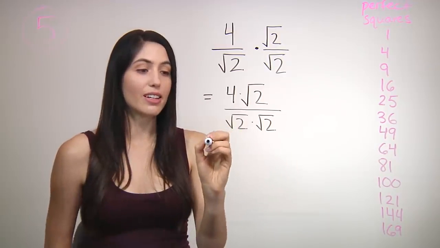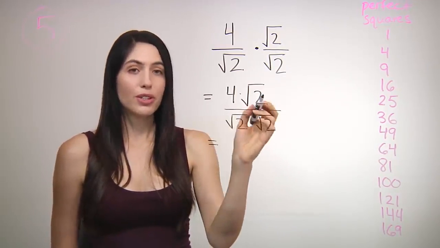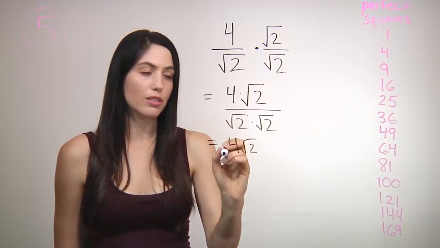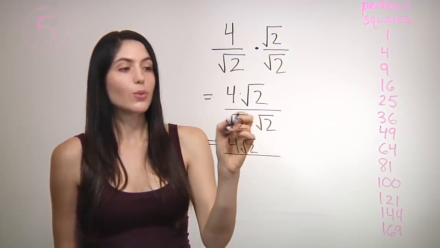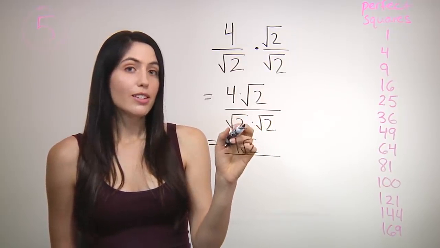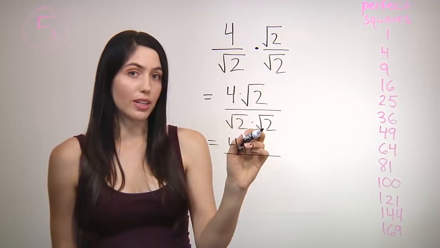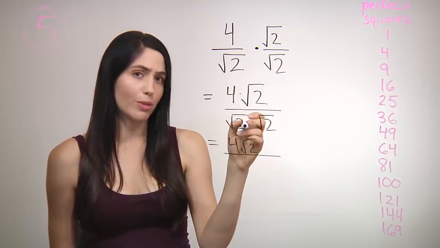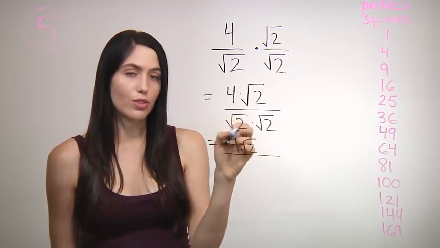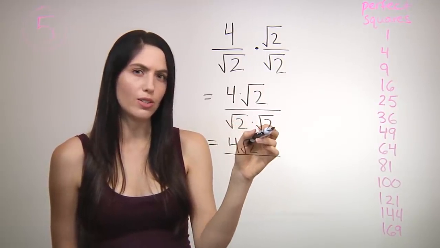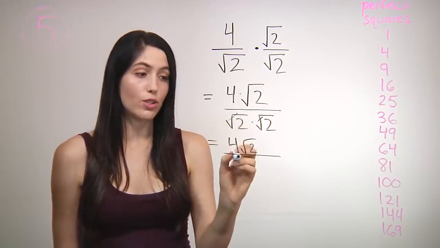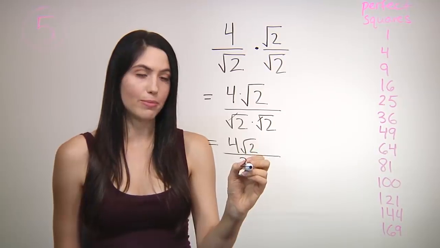Keep simplifying. Next line. 4 root 2, that can't be simplified anymore. On the bottom, square root of 2 times square root of 2 just simplifies to 2 only. You can think of it as those root symbols canceling, or you can think of it as square root of 2 squared is just 2. Either way, this simplifies to just 2 in the bottom.